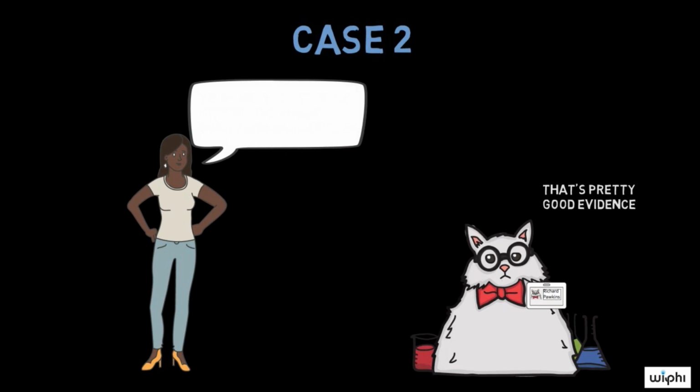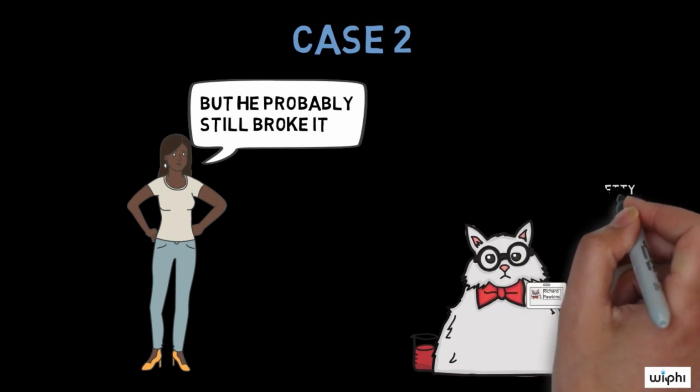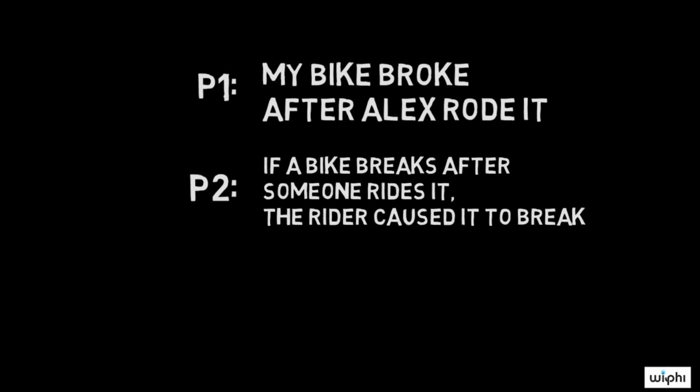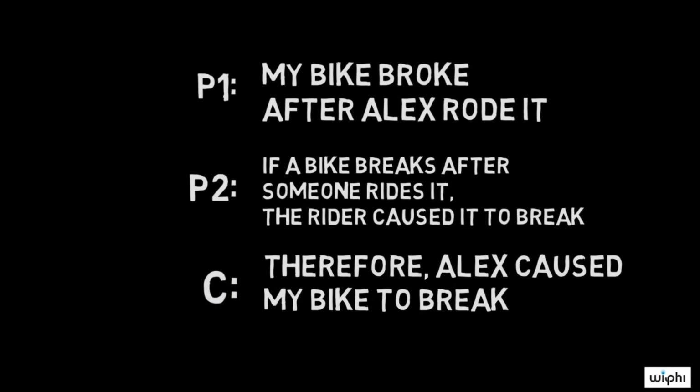Suppose Aaliyah did not see Alex hitting my bike with a hammer. I can conclude, although hastily, that it's only likely Alex who broke my bike, though I'm still committing the fallacy in this case, and I need more evidence, like the testimony of my roommate. Let's take another stab at my argument. Premise 1: My bike broke after Alex rode it. Premise 2: If a bike breaks after someone rides it, the rider caused it to break. Conclusion: Therefore, Alex caused my bike to break.